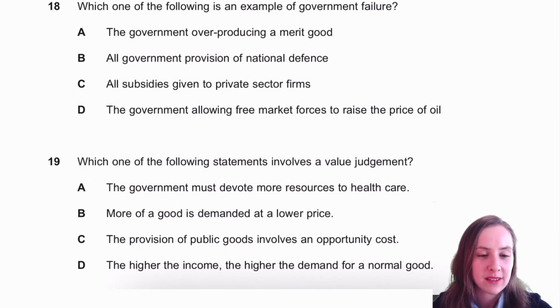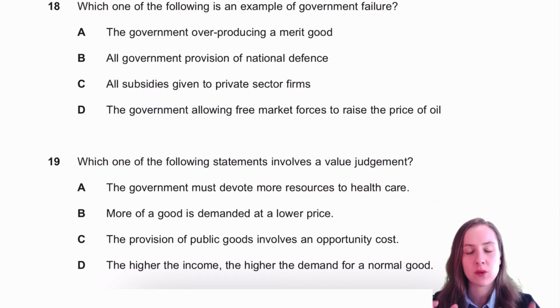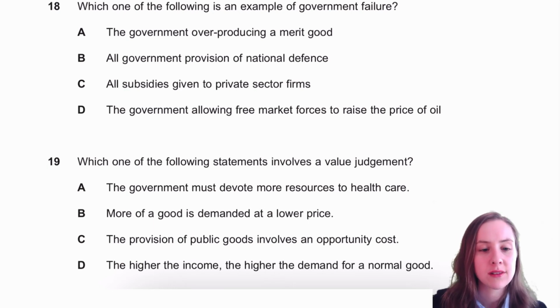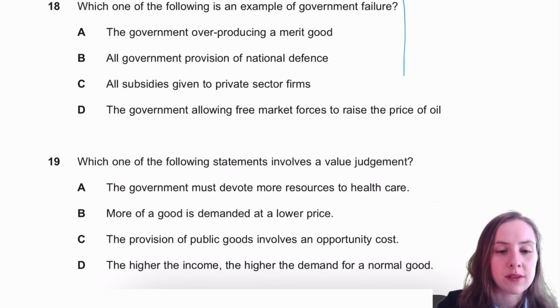Which of the following is an example of government failure? Okay, the government intervenes and the welfare loss that was there originally gets worse. For example, producing American will cause a welfare loss. Try and illustrate why.